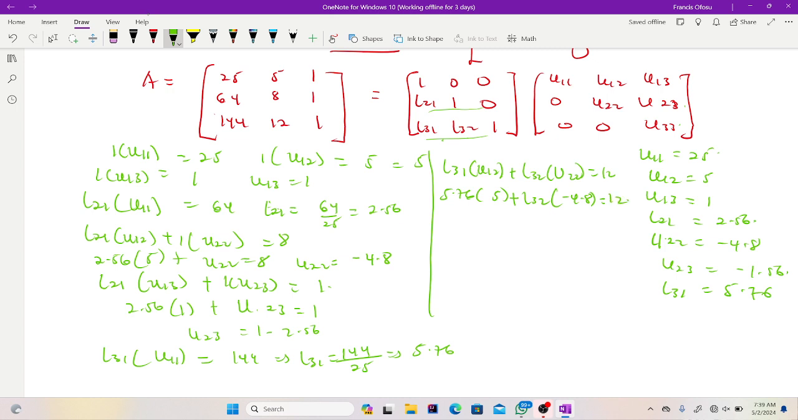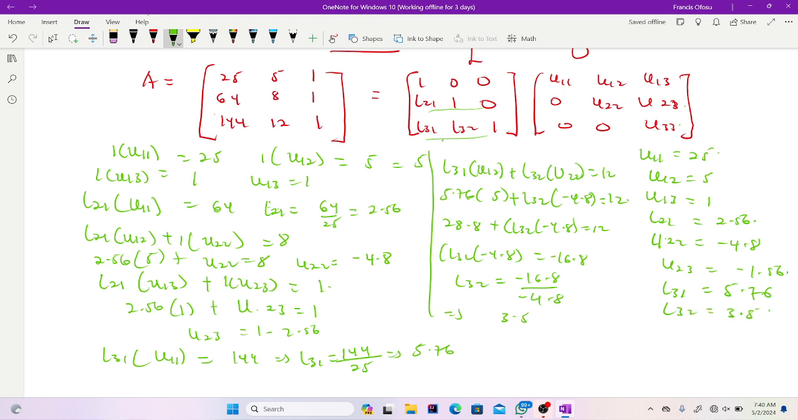And this is equal to 12. So what is 5.76 times 5? That is 28.8, plus L32 times negative 4.8 equals 12. So here I'll just subtract it. I'm going to have 12 minus 28.8, which gives negative 16.8. So L32 multiplying negative 4.8 is equal to negative 16.8. So my L32 simply equals negative 16.8 over negative 4.8. So what am I getting? I'm getting 3.5. So L32 is equal to 3.5.